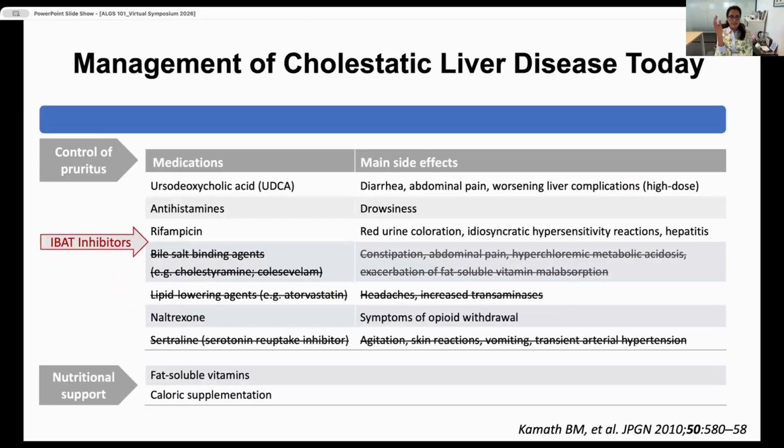So the next thing really, as I showed you, the other big mainstay of our treatment is management of pruritus. Now, pruritus, there was a question in the chat about, can it be only extremely itchy or mild? It's the whole spectrum. It can be mild.